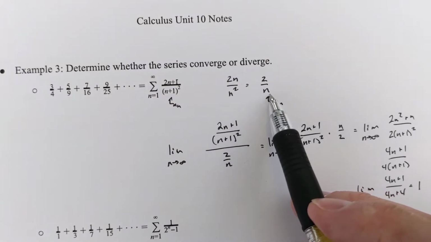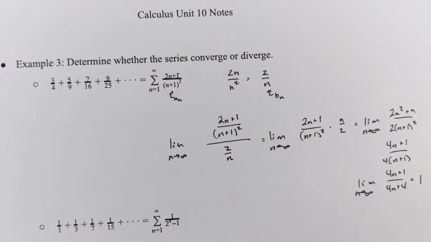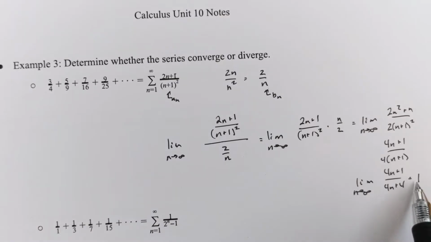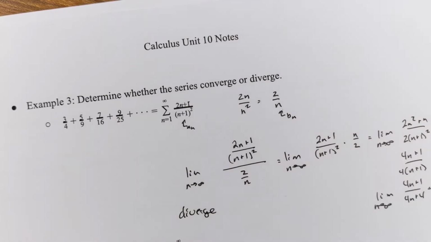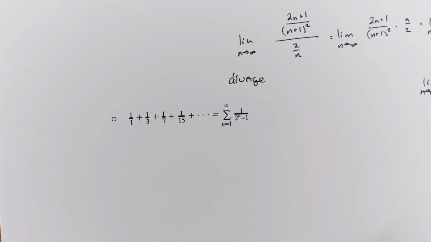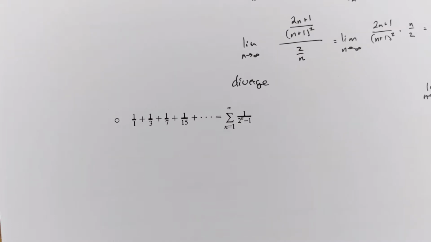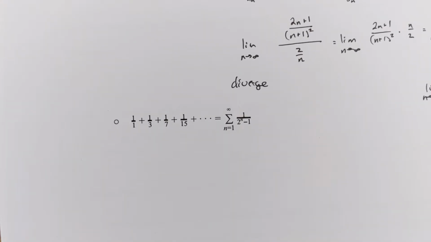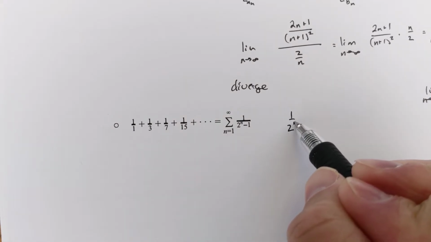1 over n is the harmonic series, it diverges. So since 1 over n diverges, and I got a number, this guy also must diverge. Okay, so let's look at this one. So 1 over 2n minus 1. Let's see what we get. Okay. So for n very, very large, this function behaves like that function.